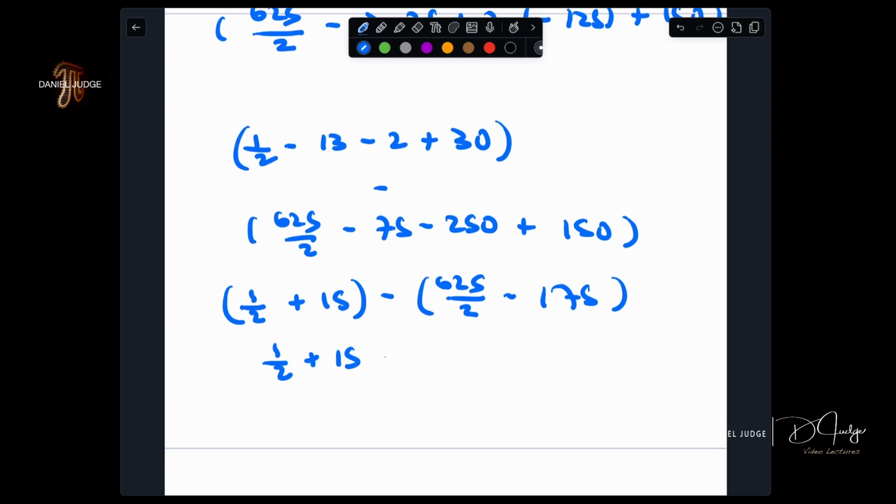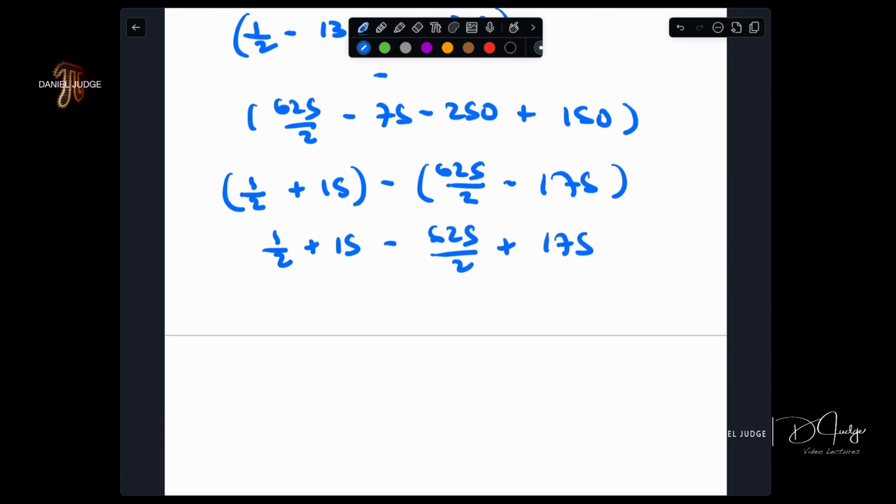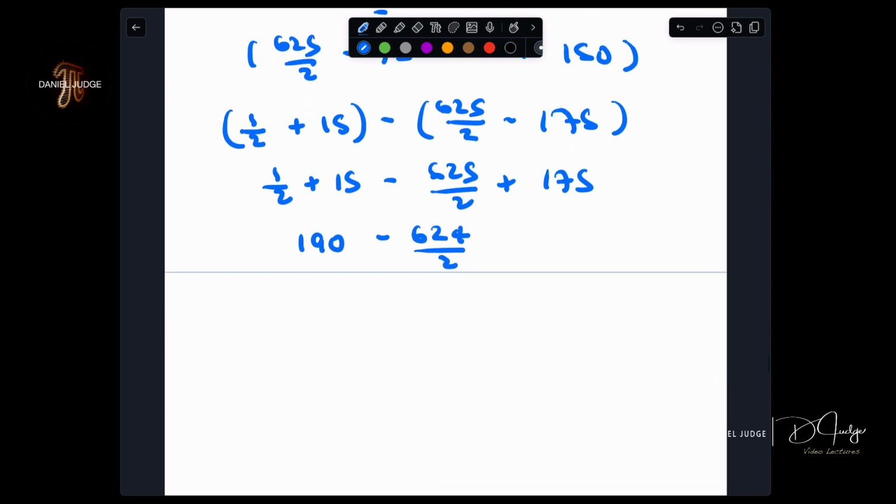1/2 plus 15 minus, we're going to distribute the negative sign. You now get 175. We're going to add the numbers together, right? The whole numbers is 190. And then you got 1/2 minus 625 halves, which would be negative 624 halves, looks like. Let's double check. And then 190 minus 624 halves, it looks like it's going to be really 312.